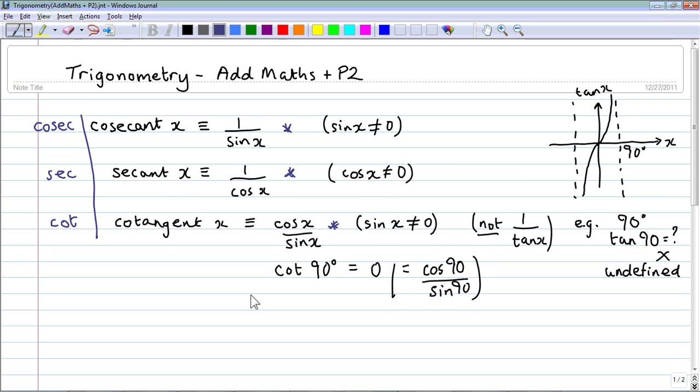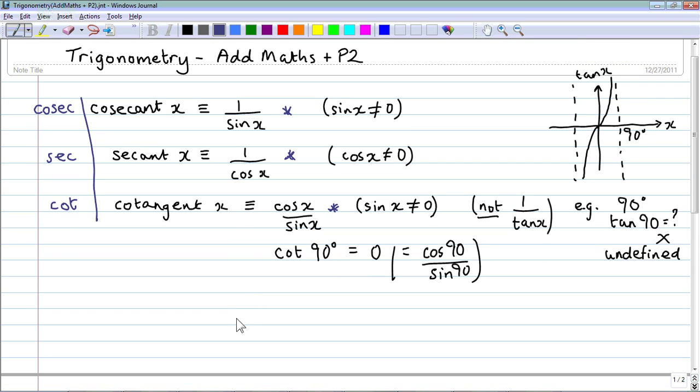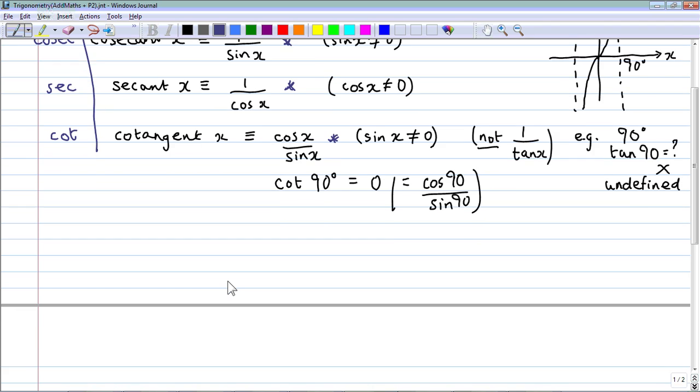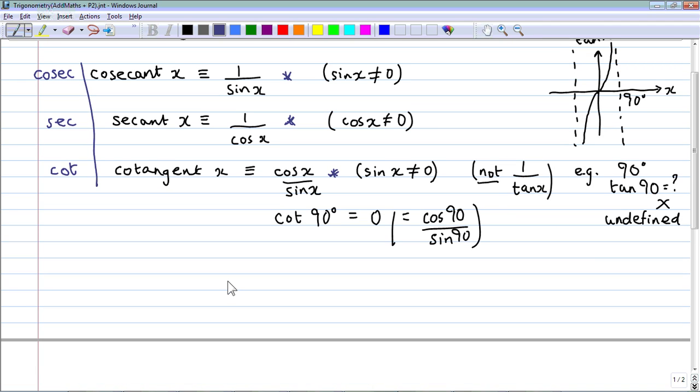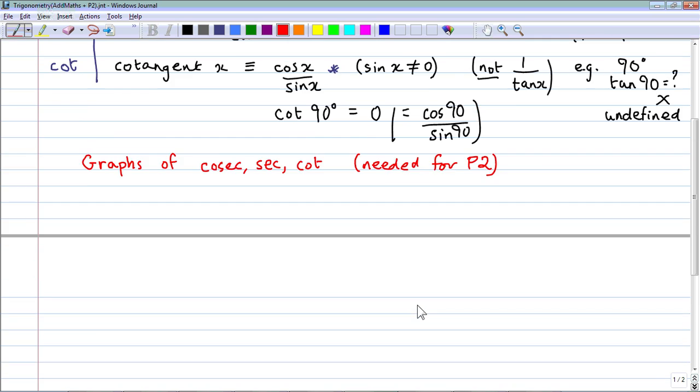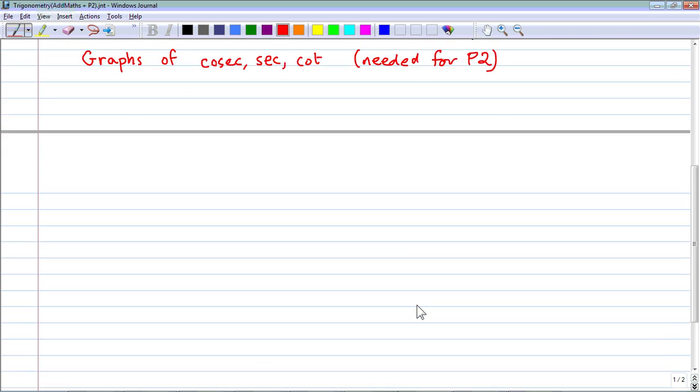Let's have a quick think about the graphs of these functions, because these graphs are not really used on the exam as far as I remember, but I really think any student should know how to draw these graphs. And I should also mention that in the P2 course you definitely do need to know the graphs of cosec, sec and cot x. So needed for P2. And it's a very good exercise anyway for anyone to get used to these ideas. So let's start with cosec.